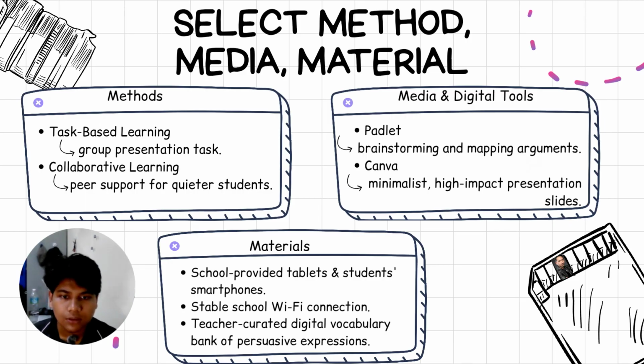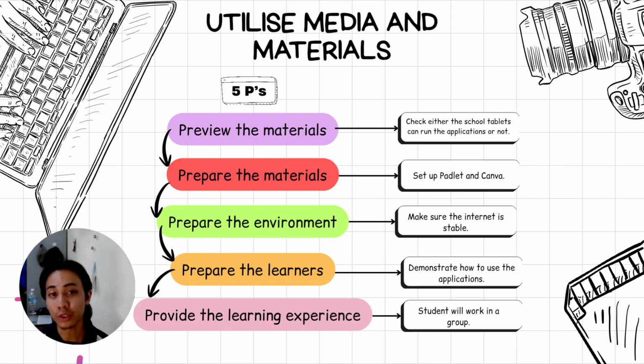Next is utilize media and materials. The important parts of this are the five P's, which is preview the materials, check whether the school tablets can run the applications or not. After that, prepare the materials, which is set up Padlet and Canva, and then prepare the environment. Make sure the internet is stable. After that, prepare the learners, demonstrate how to use the applications. Last one is provide the learning experience, which is the students will work in groups.